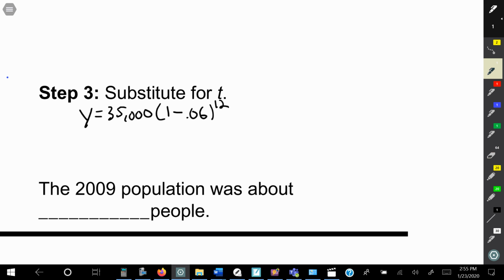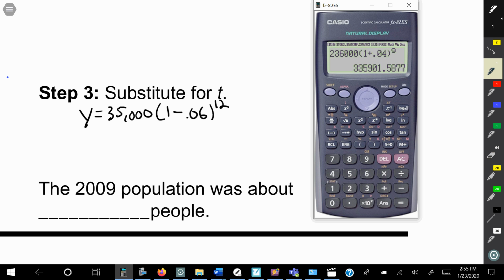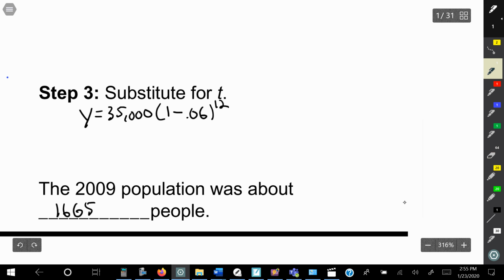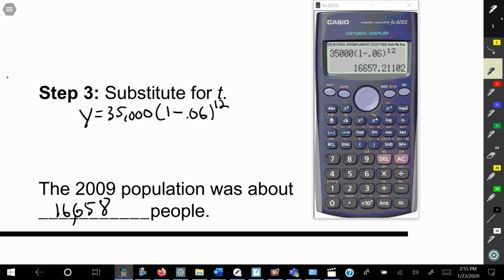And now we're going to type this into the calculator and see what we get. So I got 35,000. And I'm going to multiply that times 1 minus 0.06, close parentheses, and raise it to the 12th. Hit equal, and this is what I get. This is what they say the population is going to be. So it's saying the population is going to be 16,658, because we're going to round this up to a whole person.